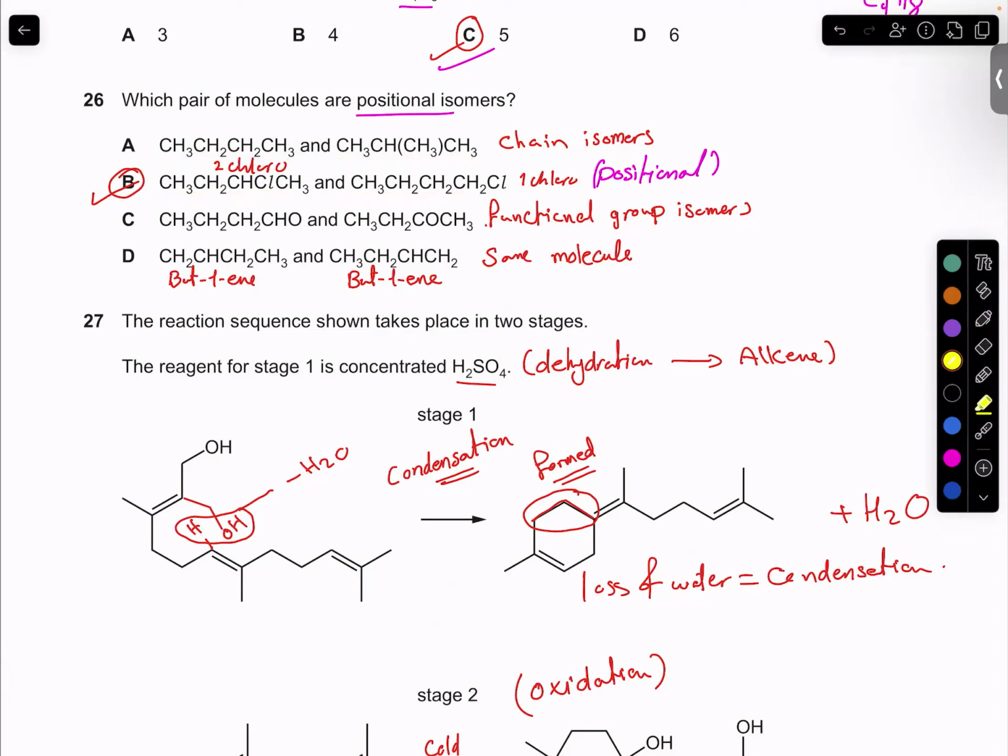Here, this one is functional group isomer because this one is butanal. As you can see here, this one is butanal because the aldehyde group is the functional group. And this one is butanone, so it's functional group isomer. Here, this one is but-1-ene because the double bond exists between this carbon and this carbon. And this is also but-1-ene because the double bond exists between this carbon and this carbon. So both of them are the same molecule. So the answer is B.